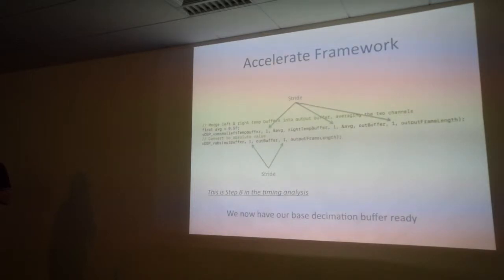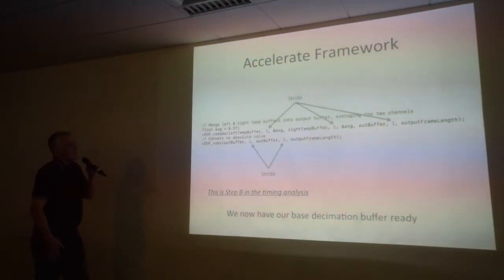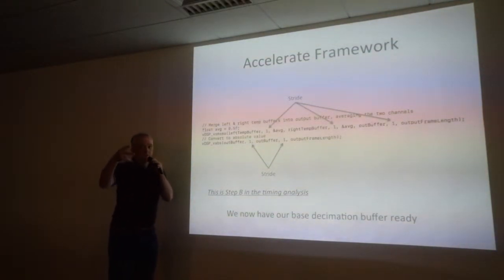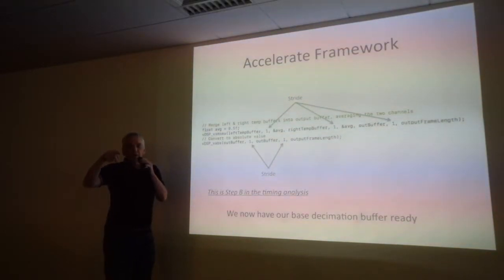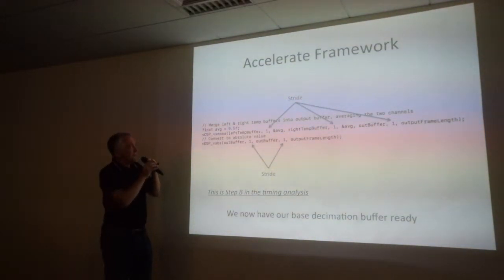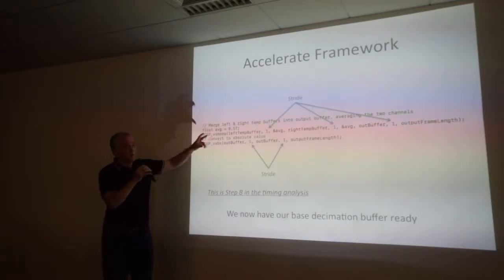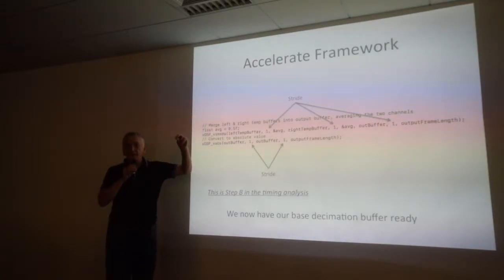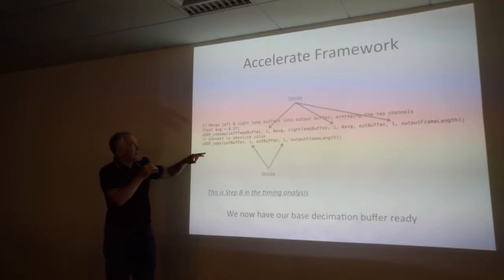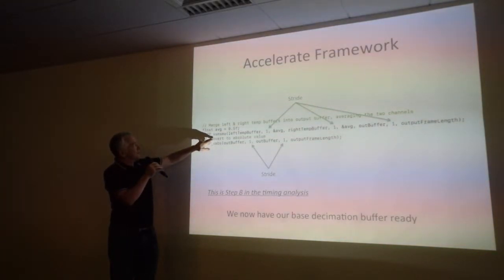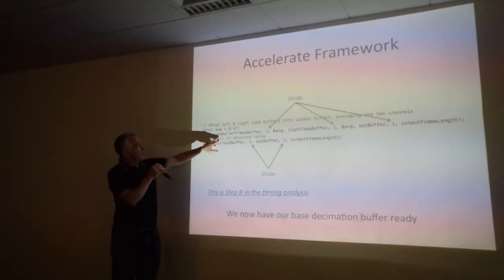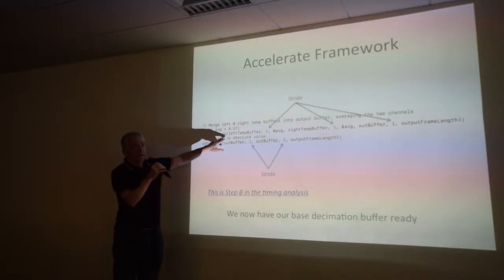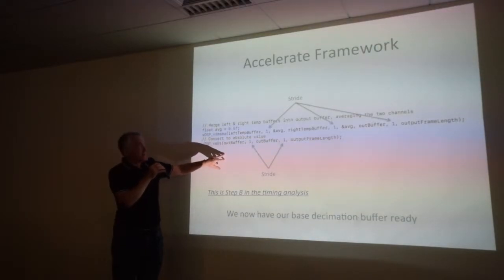That's the first part. The second part is getting from those right and left downsampled buffers to the final base buffer. To do that, we've got to take the right and left values, add them and average them. For that we use this function called V for vector, single value multiply, and add. So it takes two input vectors, multiplies them by a scalar, and adds the results together.